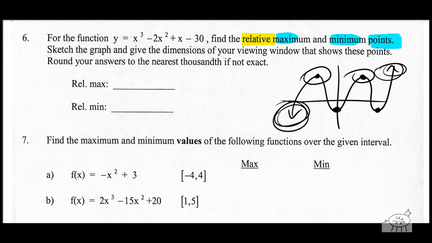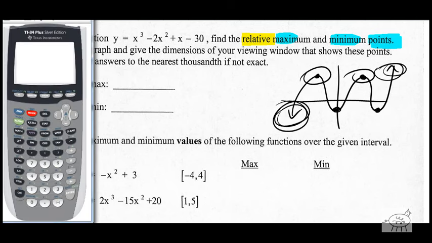So let's take a look at the graph that we have here, and let's type this one in. So y equals x cubed minus 2x squared plus x minus 30. Okay, and we're going to hit zoom 6. And this is kind of what the graph looks like.